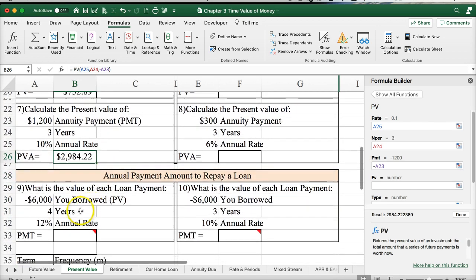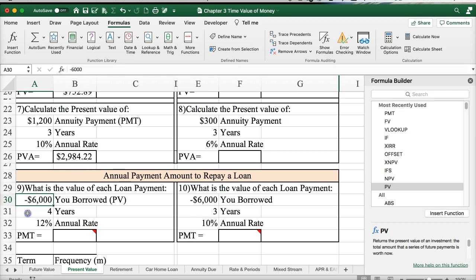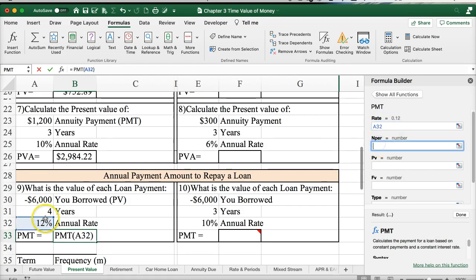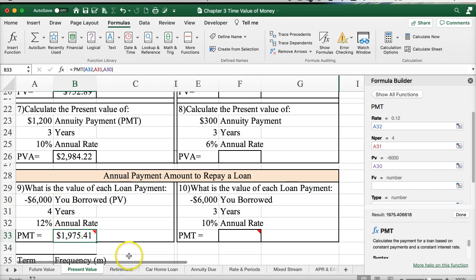So how do we calculate the annual loan payment? Say we borrow $6,000 that we're going to pay back over 4 years at a 12% rate. What is the annual payment going to be? So again, we're going to use the payment function. We have the rate, we have the nper, and then we have the present value of what we're borrowing. So we'd have to pay $1,975 each year for 4 years to pay back that loan. Okay.